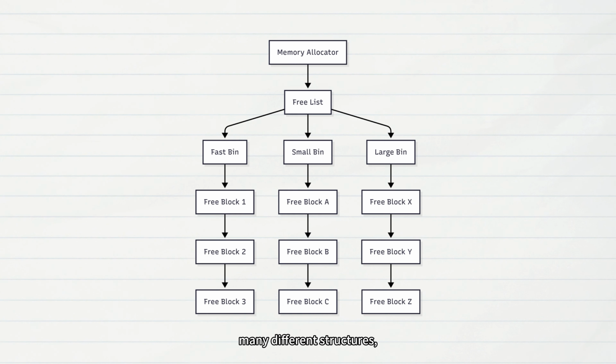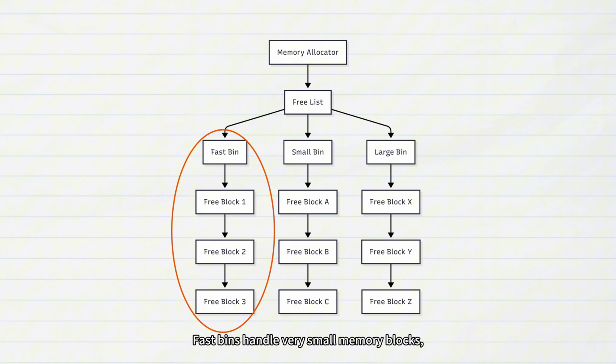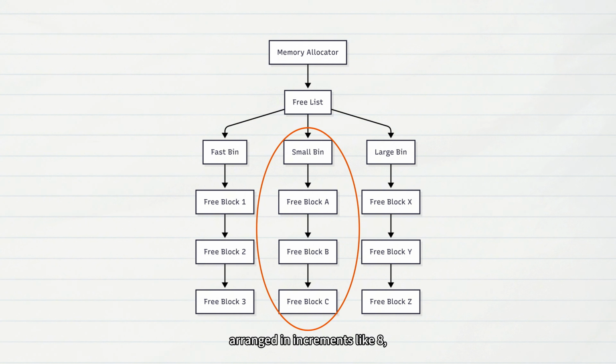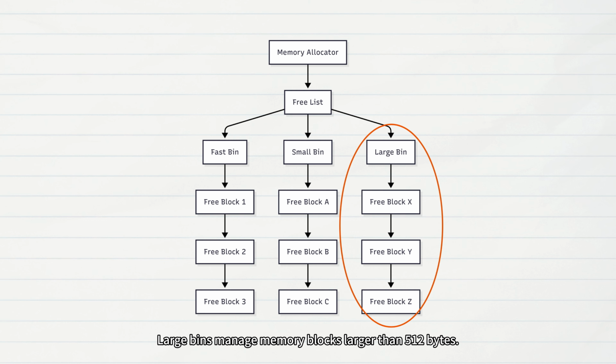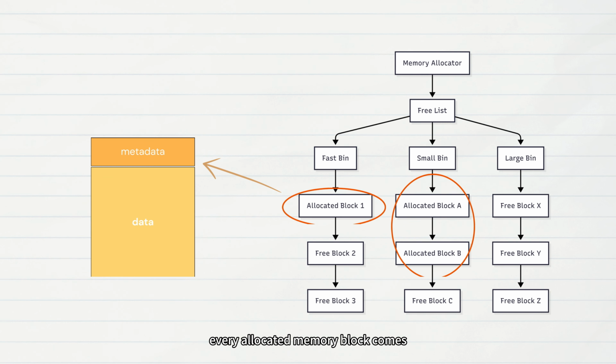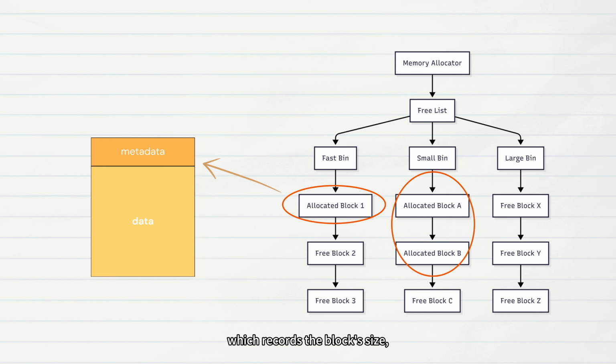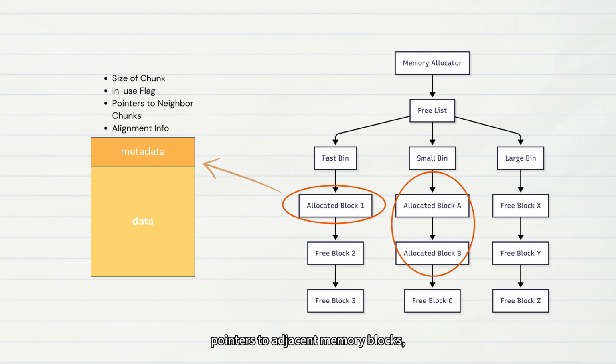Inside these allocators, there are many different structures, such as a free list that records all free memory blocks, and bins categorized by memory size: fast bin, small bin, and large bin. Fast bins handle very small memory blocks, smaller than 64 bytes, with the fastest allocation and deallocation and no merging required. Small bins manage fixed-size medium blocks, arranged in increments like 8, 16, or 32 bytes. Large bins manage memory blocks larger than 512 bytes. Additionally, every allocated memory block comes with a chunk metadata header, which records the block size, whether it's in use, pointers to adjacent memory blocks, alignment information, and more. The allocator relies on this metadata to manage all heap memory.